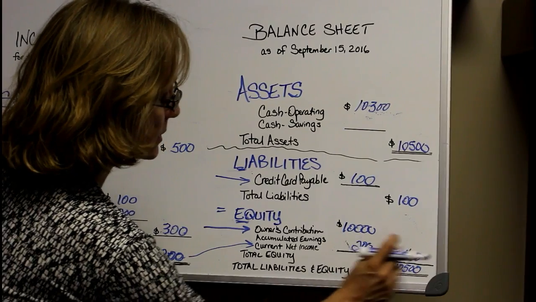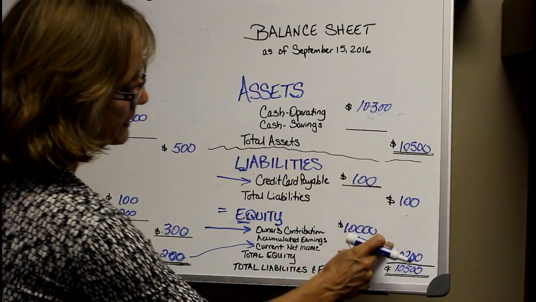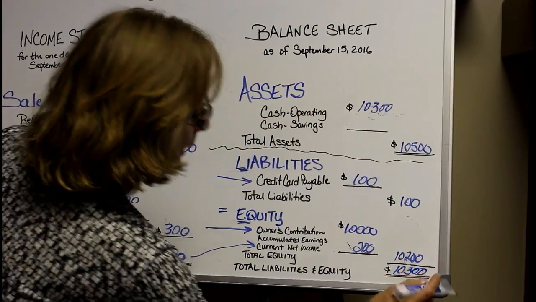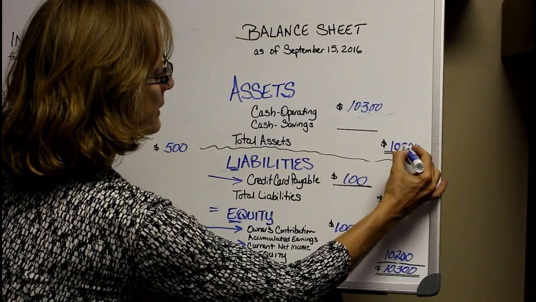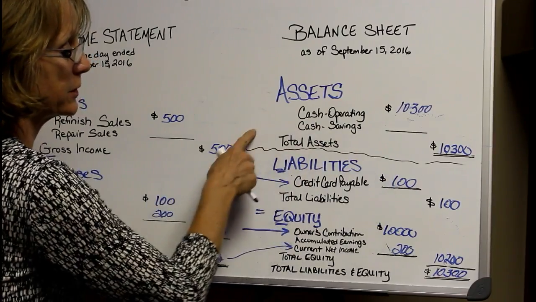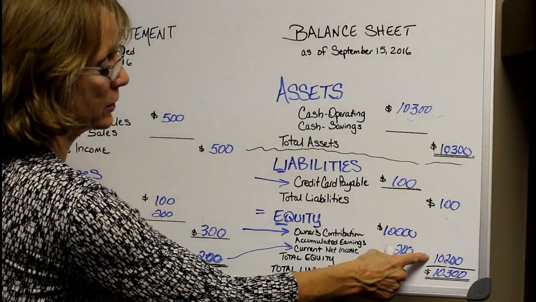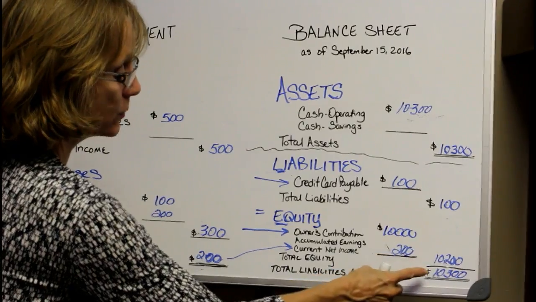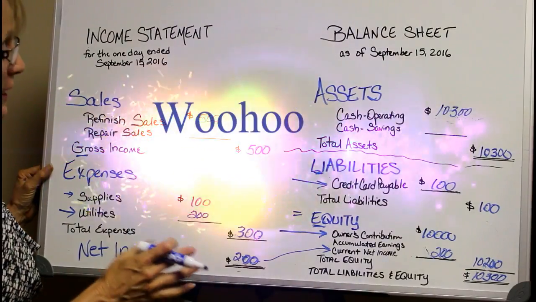$200 plus 10,000, our total now changes to 10,200. 10,200 plus 100 equals 10,300. And that ties up here. Didn't change this one. Our total assets are now 10,300. So 10,300 and 10,300. So we have 10,300 in total assets minus the $100 liability equals the $10,200 in equity. $100 in liabilities plus 10,200 in equity equals 10,300 total liabilities and equity. Perfect. That's all there is to the financial statements.